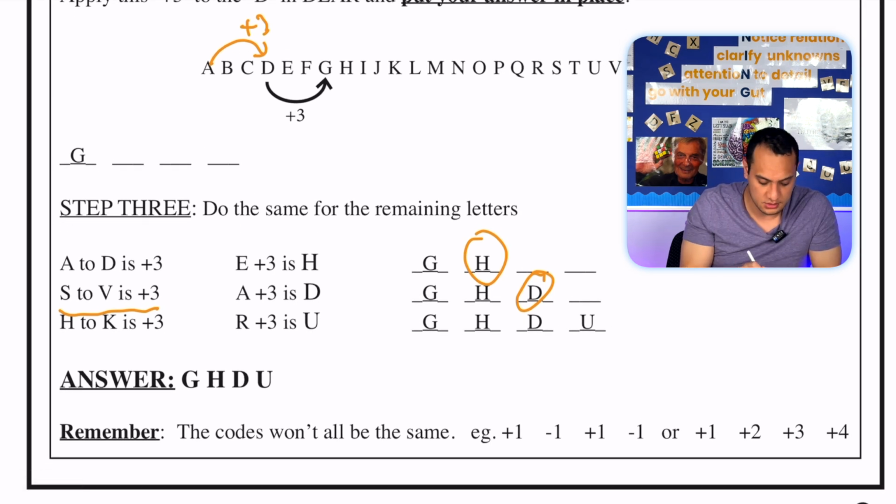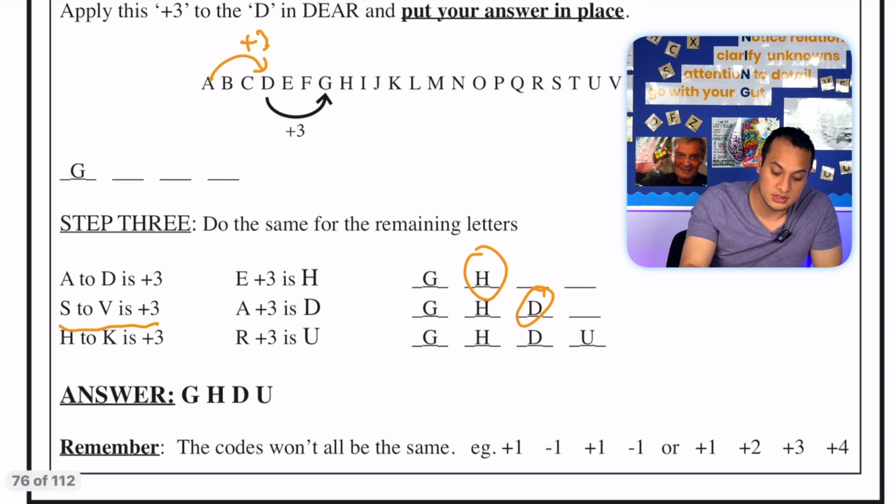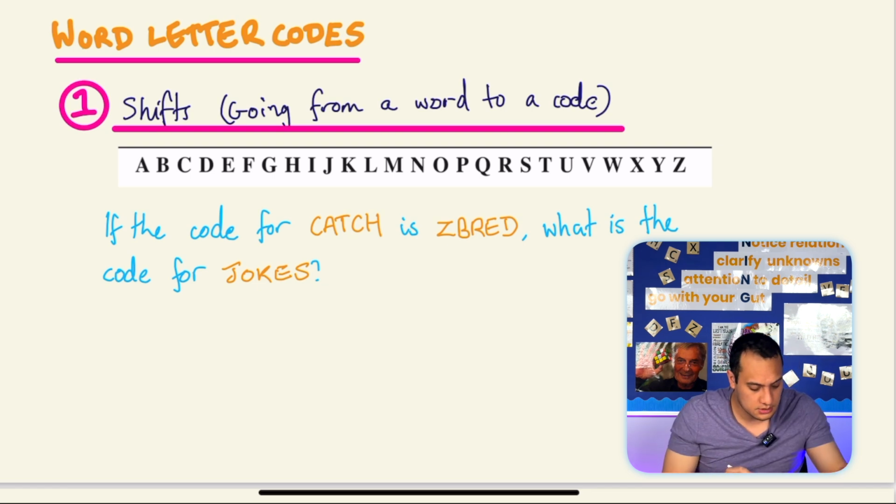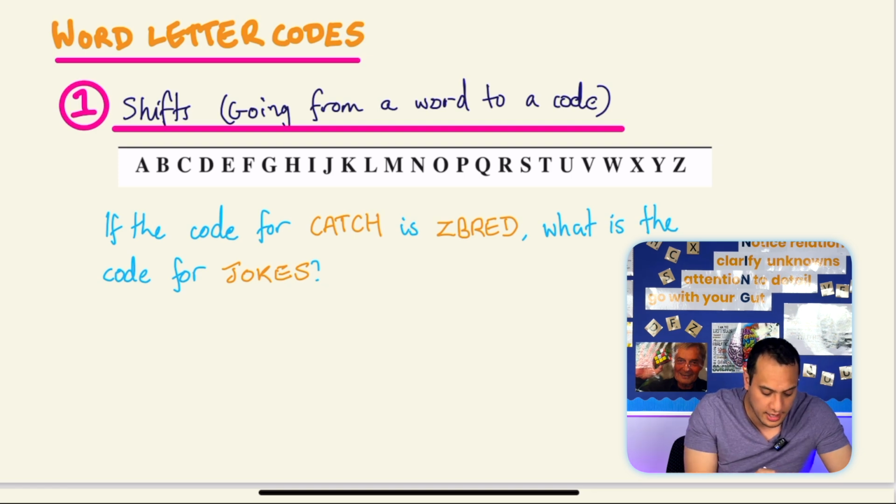Sometimes the codes won't be the same, and generally you can expect them to vary in terms of the shifts. So the shift pattern could be different. Let's go into some examples. We're going to start with these shifts, going from a word to a code. So that's very similar to what we just did. If the code for catch is ZBRED, what is the code for jokes?